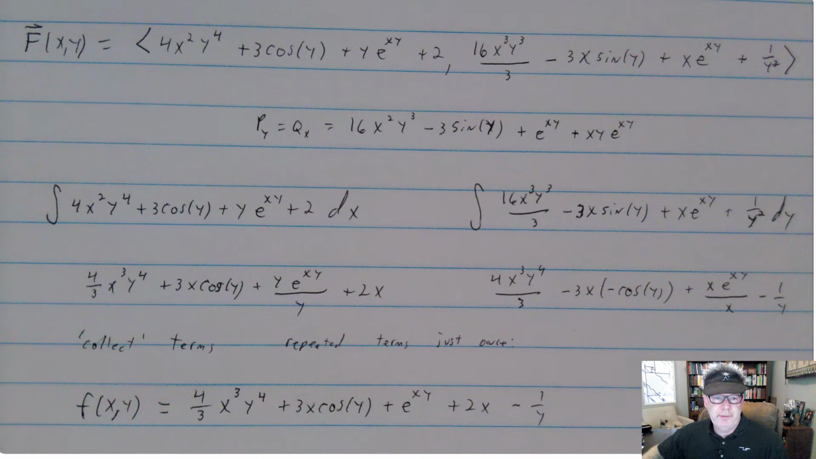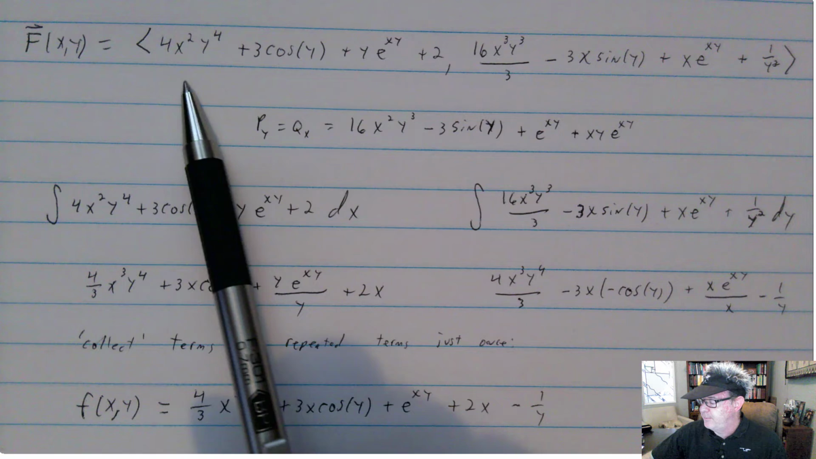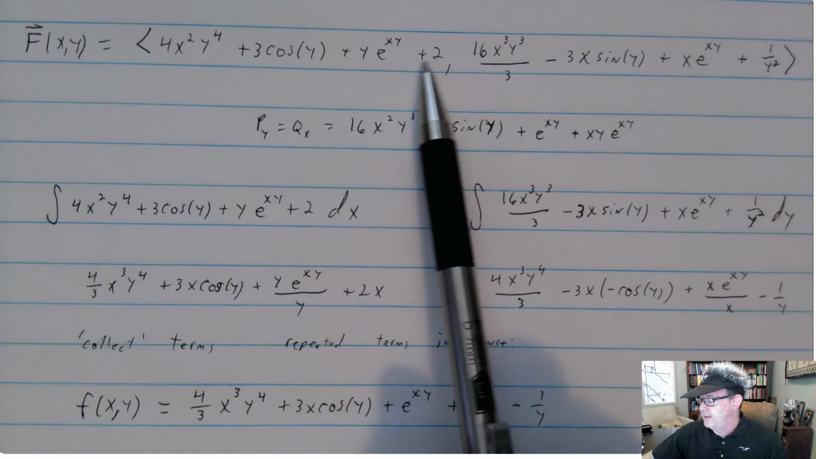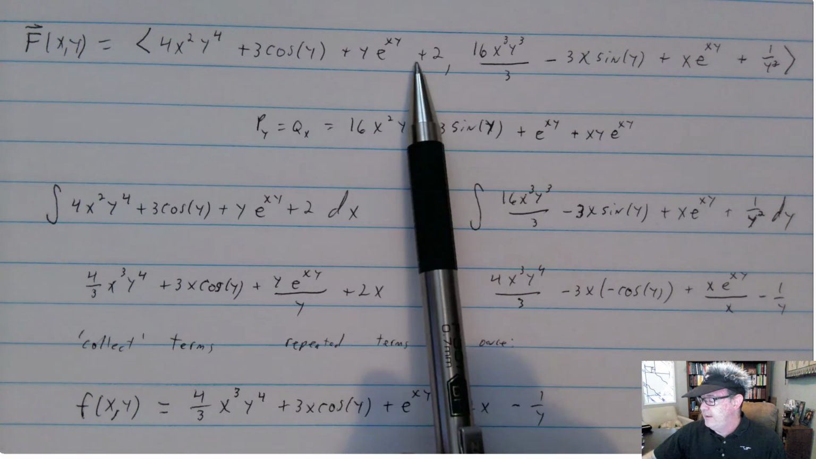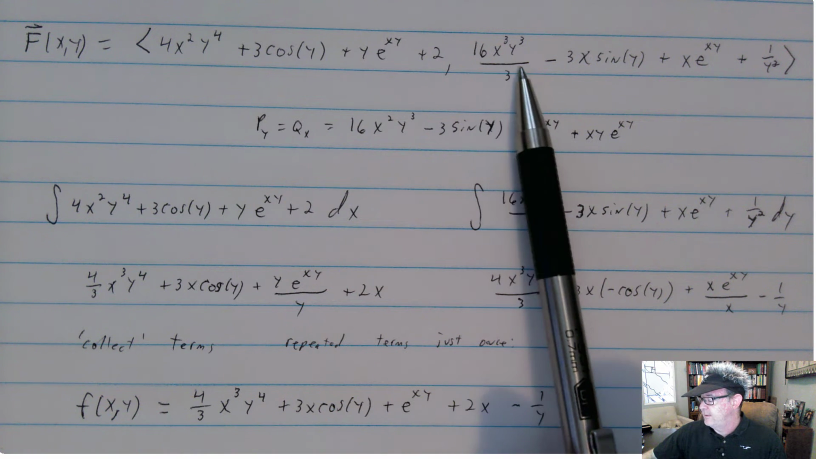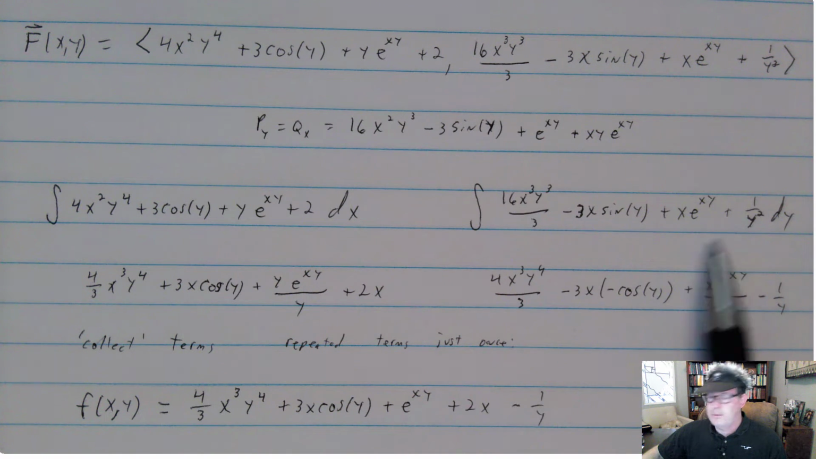So to find a potential, all I'll do, again, this is kind of a complicated example, but integrate, anti-differentiate, I should say, my P with respect to x, and anti-differentiate the Q with respect to y.